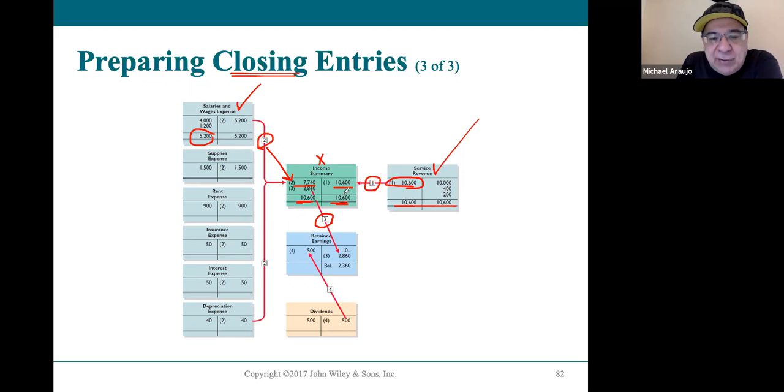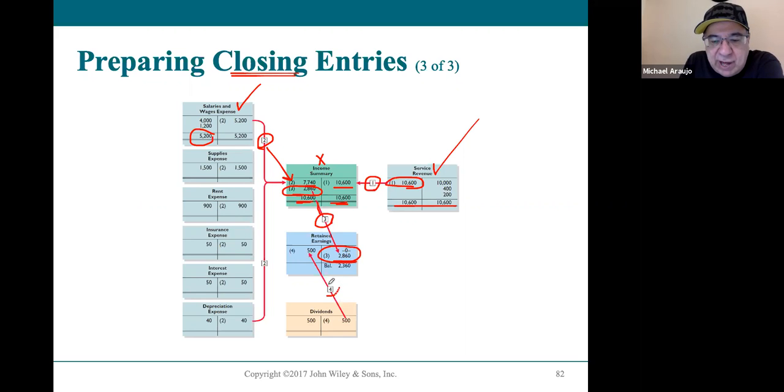So if you have 10,600 on the credit side and 7,740 on the debit side, to make both sides equal, you're going to be debiting the account by 2,860, which happens to be the amount of the net income, right, on your income statement. That brings this account to zero, and we move that to retained earnings. This is the same as adding net income to retained earnings on the retained earnings statement.